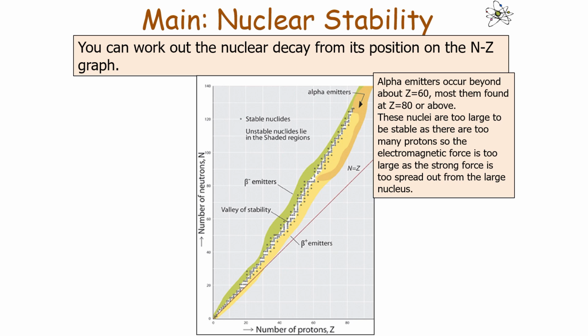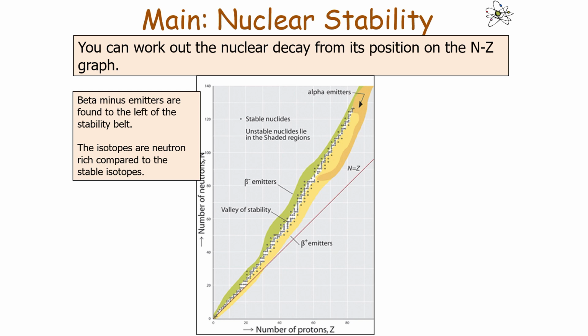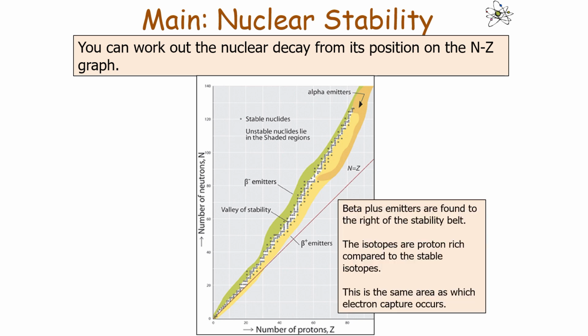These nuclei are too large to be stable, as there are too many protons, so the electromagnetic force is too large, as the strong force is too spread out in that large nucleus. Beta minus emitters are found to the left of the stability belt. These isotopes are neutron rich compared to the stable isotopes, whilst beta plus emitters are found to the right of the stability belt. These isotopes are proton rich compared to the stable isotopes, and this is actually the same area as which electron capture occurs as well.